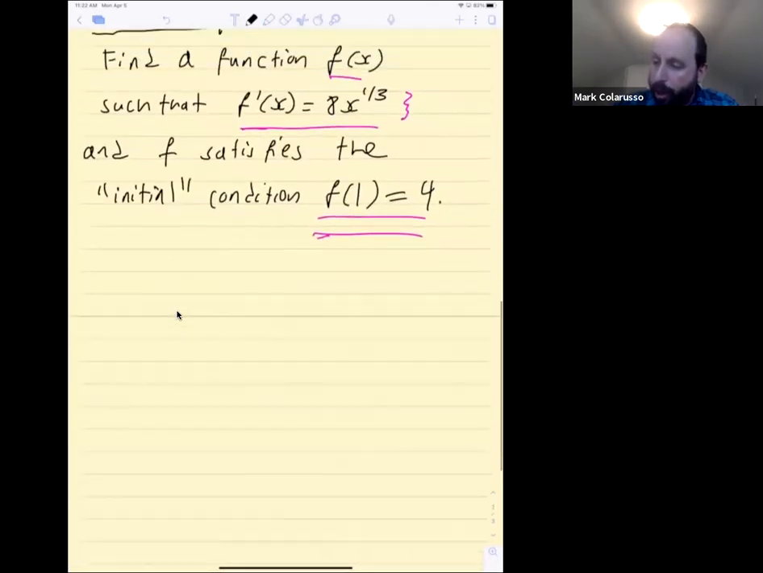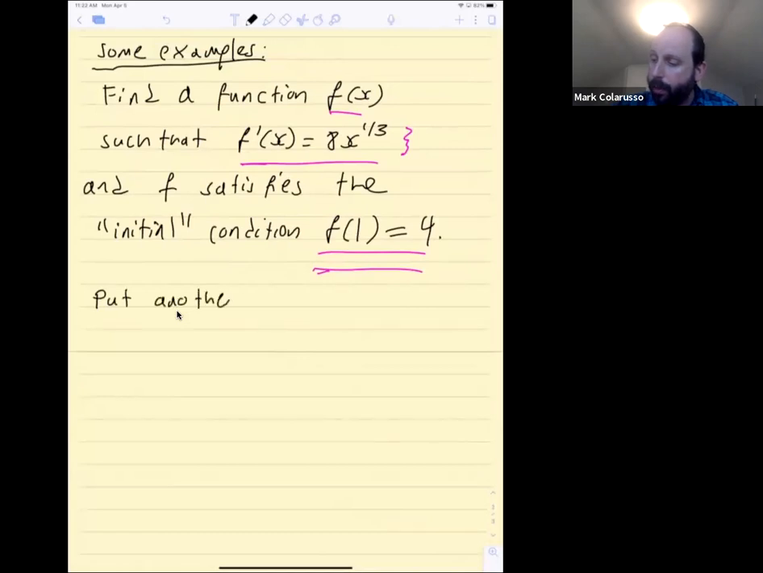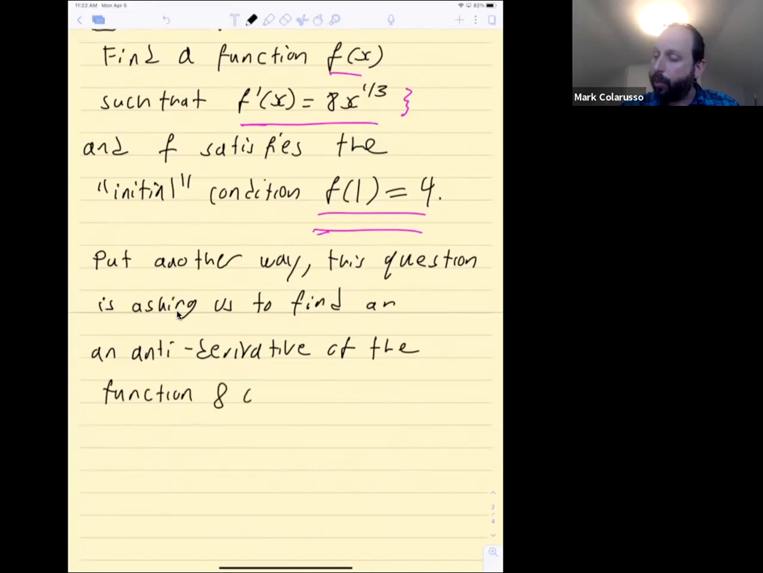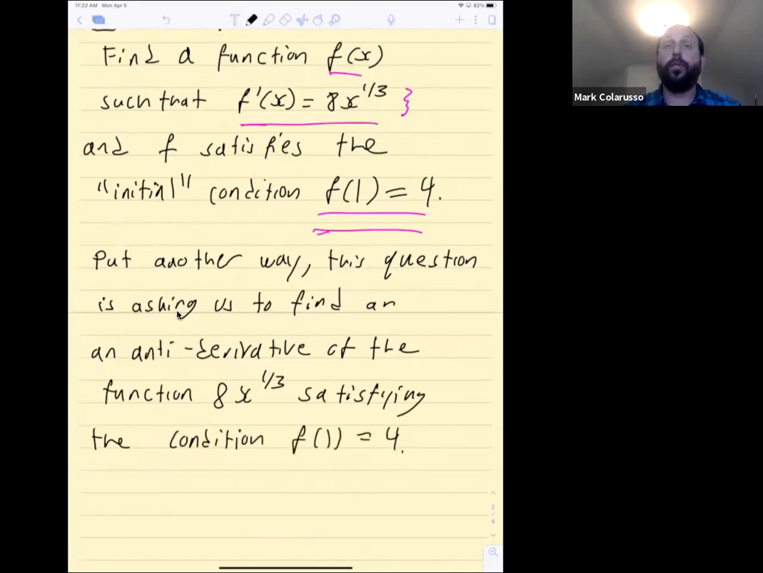And put another way, this question is asking us to find an antiderivative of the function 8x to the 1/3 satisfying the condition f at 1 equals 4.